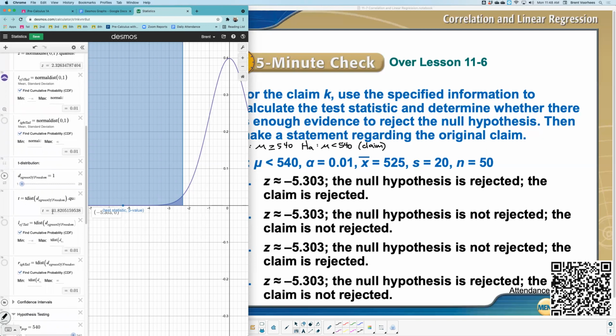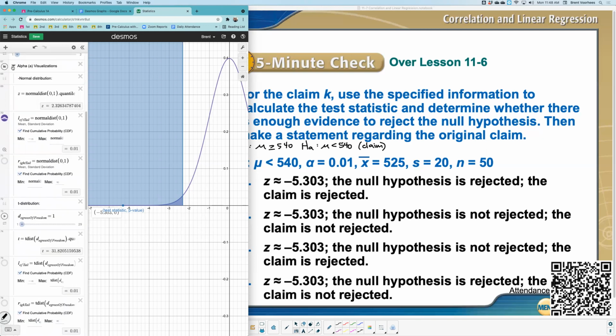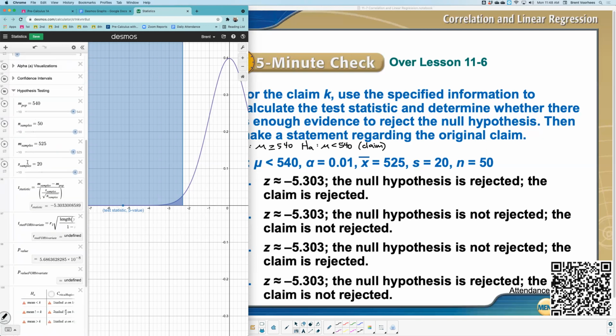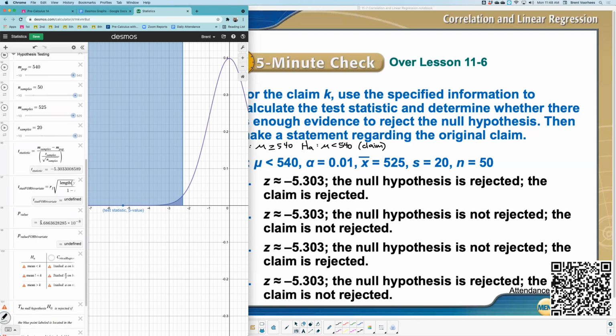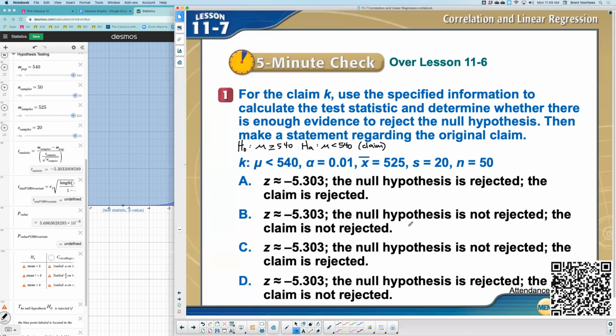Where is my p-value? Sorry, I'm in the alpha. I'm back in visualizations. Let's come back down here to hypothesis testing, and the p-value, wow, is basically 7 zeros before the 5: 0.00000000568, and so on and so forth. It's an extremely small number. That is definitely less than 0.1. For that reason, we're going to reject the null hypothesis.